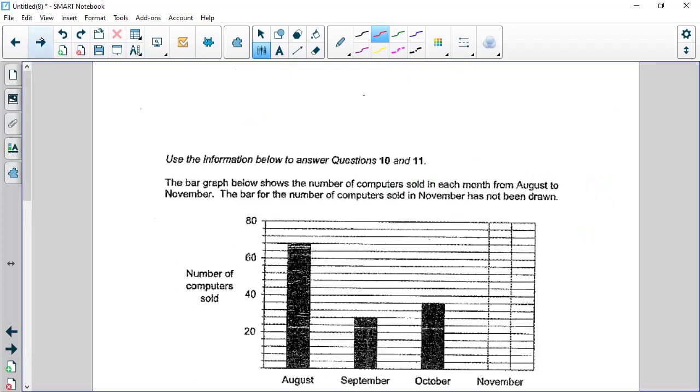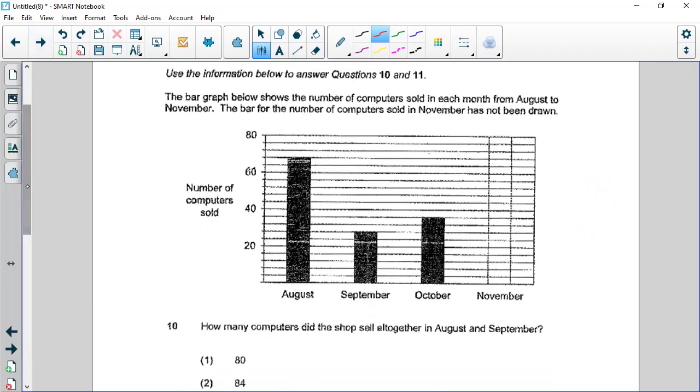Okay, question 10. The bar graph shows the computers sold in each month from August to November. The bar for the computers sold in November has not been drawn. So what's the first thing you must do when there's a bar graph? You need to count the gaps. 1, 2, 3, 4, 5. So you have 5 gaps is 20. Then 1 gap is 4, and then you start counting.